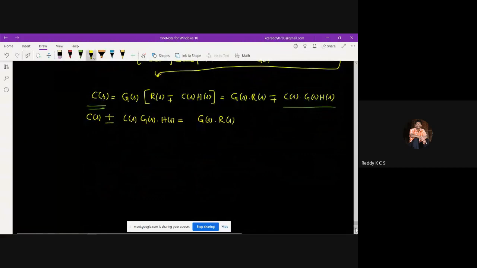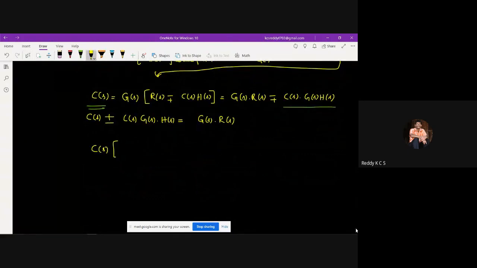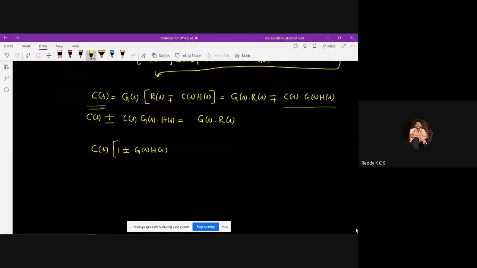Now from this equation, I can take out C of s as the common term, which gives C of s times the bracket of one plus or minus G of s into H of s, which is equal to G of s into R of s.